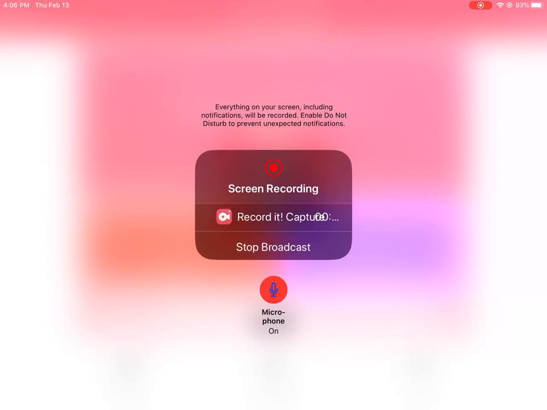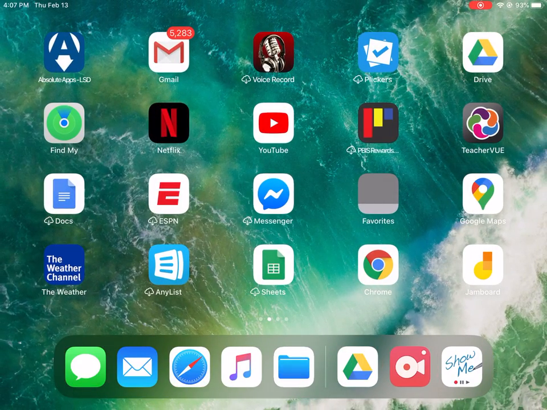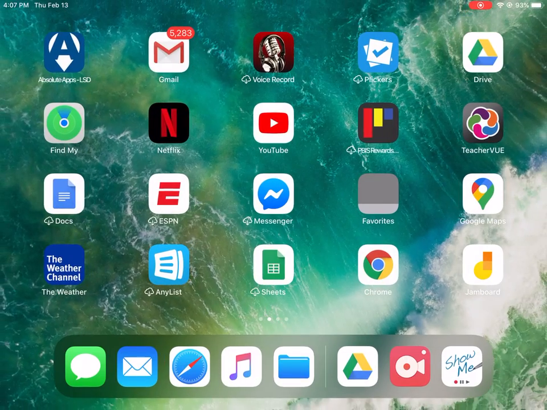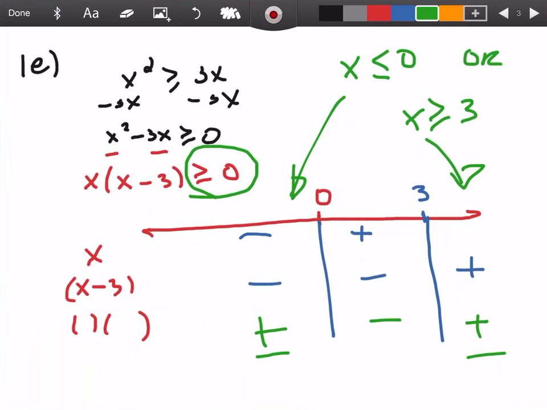Okay, let's try another one. We are now on this 2g. Let's look at number h, all right? 2x squared is greater than or equal to 4. So it's just all these little quirky quadratics that we're working with. So let me switch over to show me a new page.